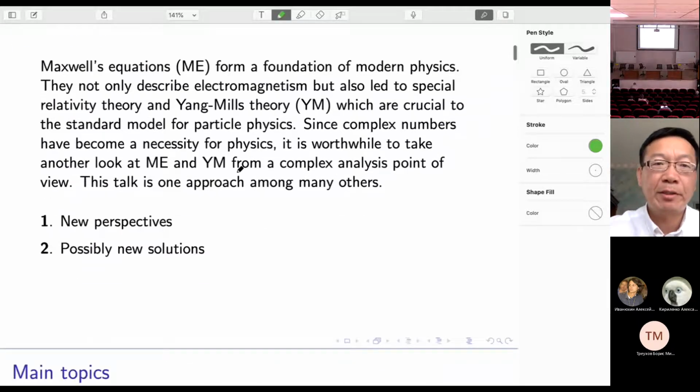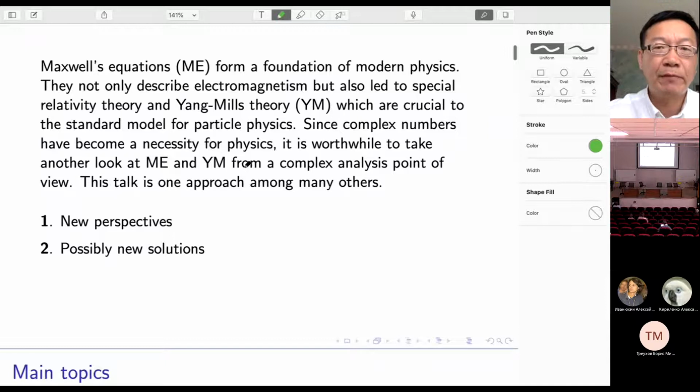So Maxwell's equations form a foundation of modern physics. They not only describe electromagnetism, but also led to special relativity theory and Yang-Mills theory, which are crucial to the standard model for particle physics. So by now, we're sure that complex numbers have become a necessity for physics. It's not only a convenience, it's a necessity for describing certain physical phenomena.